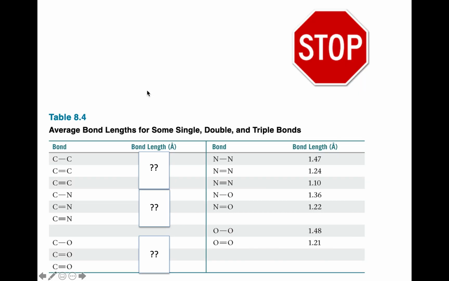Take a second, see if you can make predictions. If we're talking about bonds between carbon atoms, if they're single, double, or triple, how do you think the bond length compares? Or between carbon and nitrogen, or between carbon and oxygen? For each of those three sets, make a prediction in terms of the bond length. Which bond is shortest? Which bond is longest?